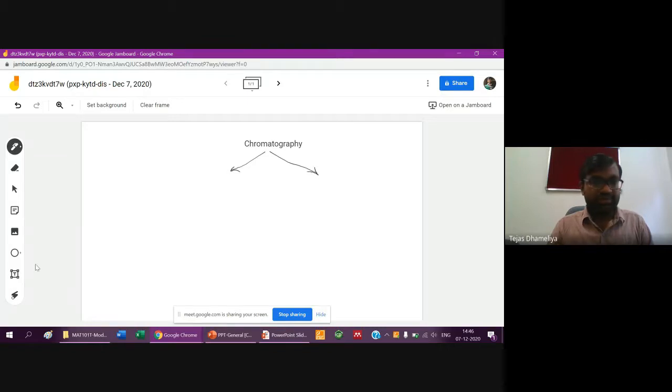Okay. So let me write one type of this chromatography, that is normal chromatography, and the other is called reverse phase chromatography. Normal और दूसरा उसका जो है reverse phase.